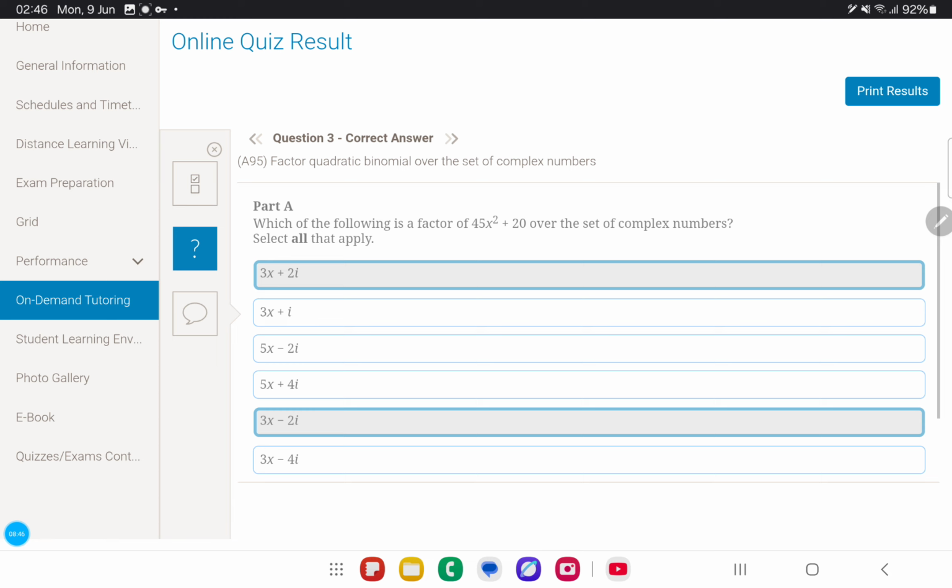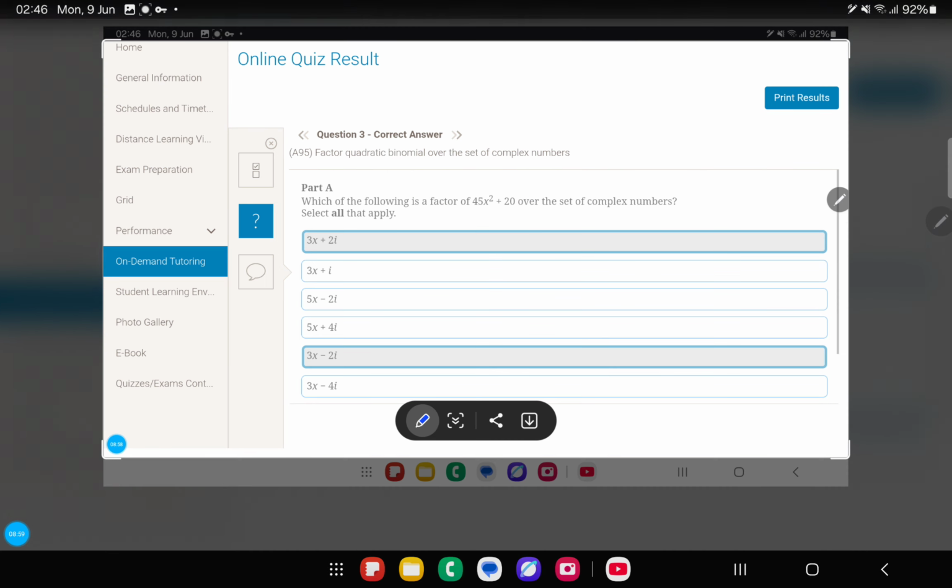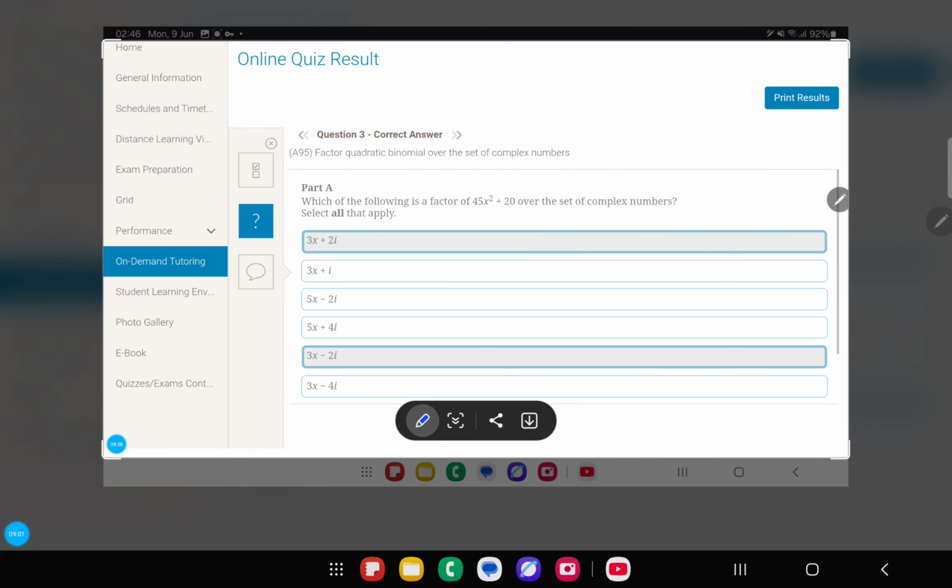Alright, so now for question 3, part A. Which of the following is a factor of 45x squared plus 20 over the set of complex numbers? Select all that apply. Alright, so this is pretty easy. We're not going to use delta equals b squared minus 4ac. We're going to use a different one now, okay? So this requires a bunch of other steps.